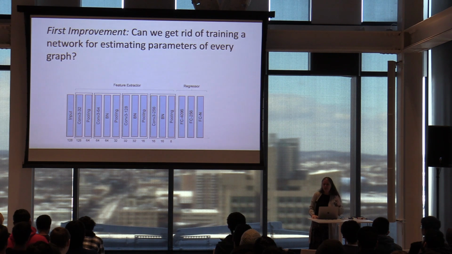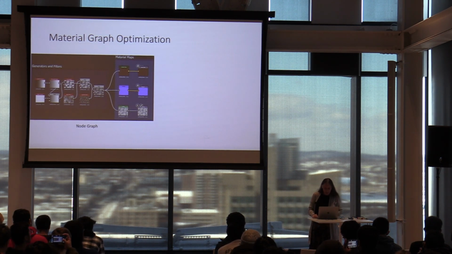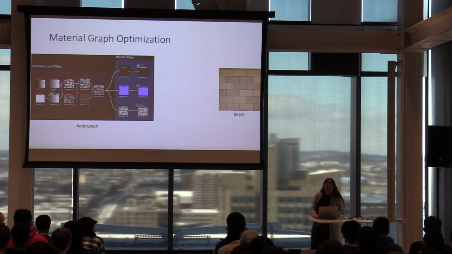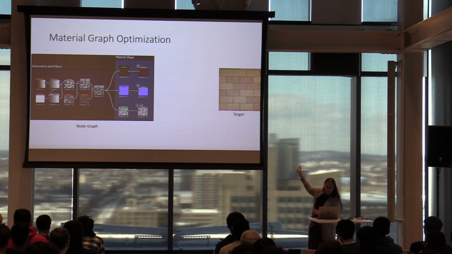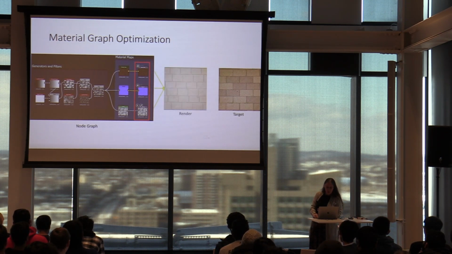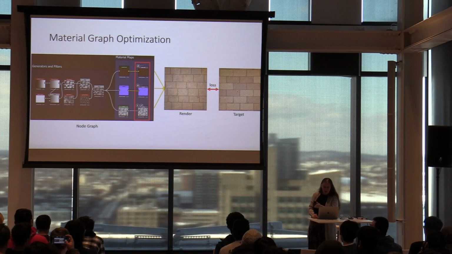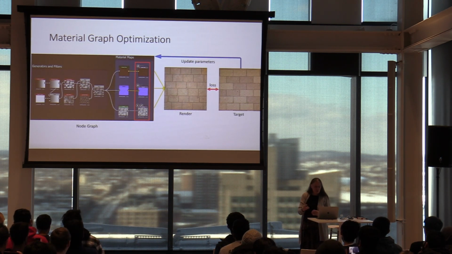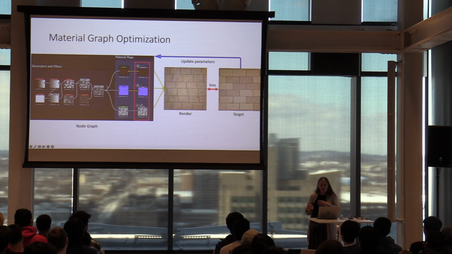So the first improvement is, can we get rid of having to train a network for every single node graph to do parameter estimation? Well, this is generally optimizing a chosen material graph. The idea is that we've selected the best node graph we can get, and we have some target appearance. We can take the output of our graph and render it, and then compare it to our target and compute some loss, and then use that to update the parameters. And we can do that if this whole graph is differentiable. We can do differentiable rendering and update the parameters to get closer.